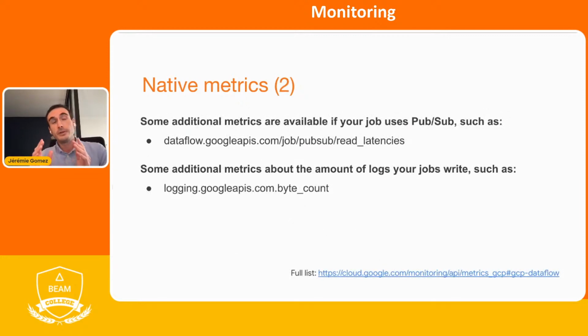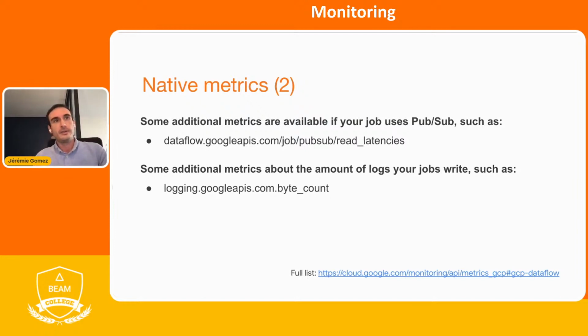You have some additional metrics if you are using PubSub. PubSub is our messaging system on GCP. And if you're reading or writing from PubSub, you're going to have access to these metrics, for example, the read latencies or the write latencies.